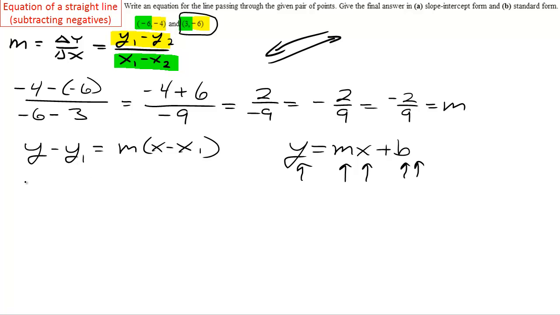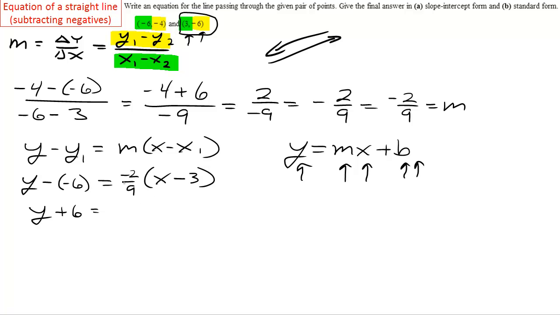Okay, so with this equation, we have y minus, see, the ones with the ones are the ones that actually are our numbers. So we have minus this number, right? So again, we're subtracting a negative, so it's minus a minus 6 equals negative 2 ninths, because that's our slope, times x minus 3, right? Because in this case, our x was positive. Just like before, the minus minus becomes a plus.